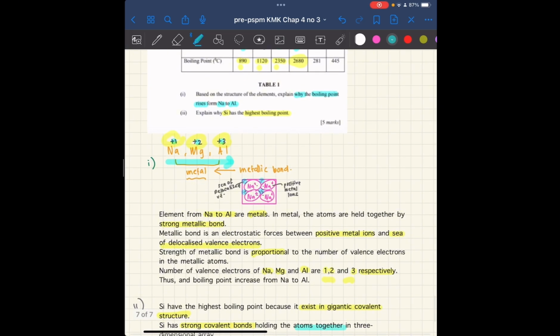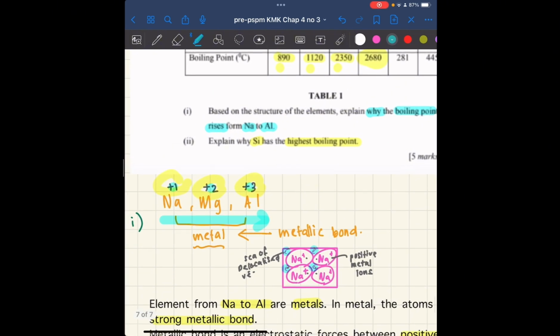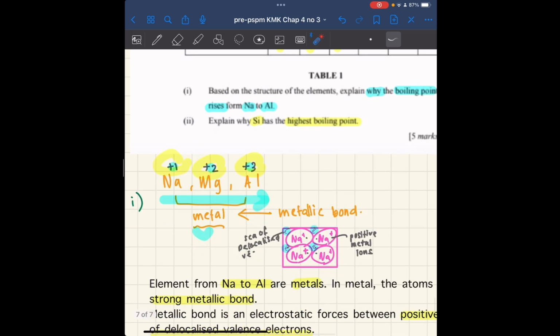It's easier for you to understand it by drawing. First, you do like this. Sodium, magnesium, aluminium is metal. Sodium to aluminium is metal. So, when it is metal, what bond can it make? A metal can make a metallic bond. Then you explain what is metallic bond.